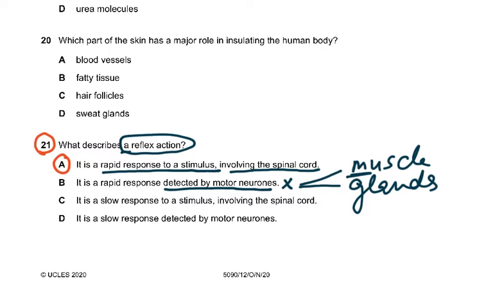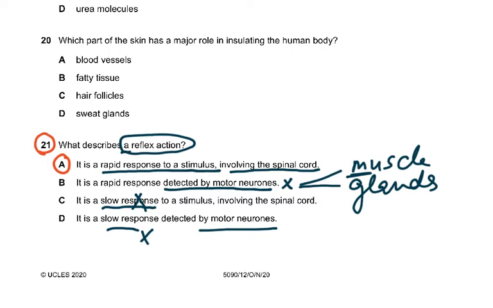Like for instance, reflex action is you touch a hot object and you withdraw your hand. You might be talking to somebody, but your hand falls on something hot, well, you immediately pull away without thinking even. It is a slow response. This was wrong. Then it is a slow response detected by motor neuron again. So basically the slow response was wrong. Here it was wrong because it is a rapid response, but detected by motor neuron was the wrong part.